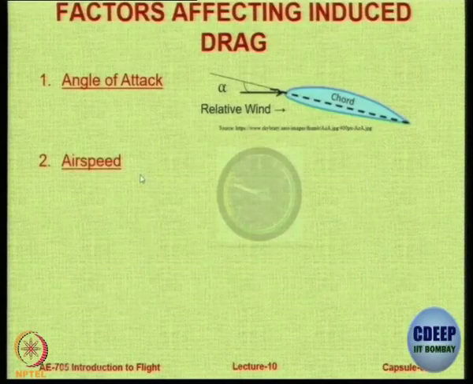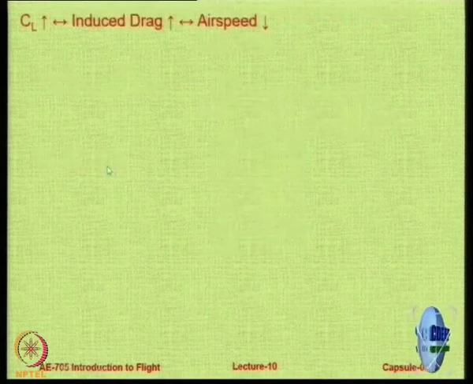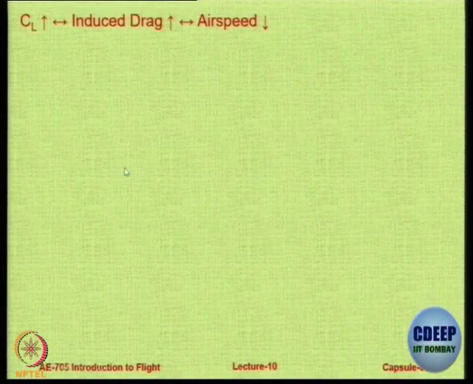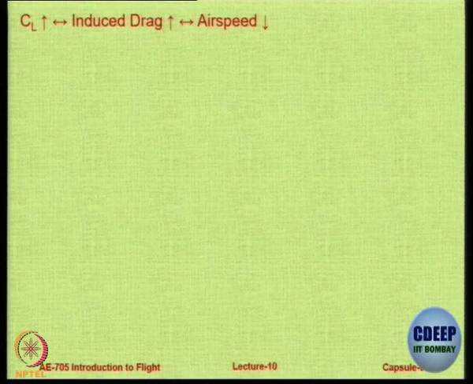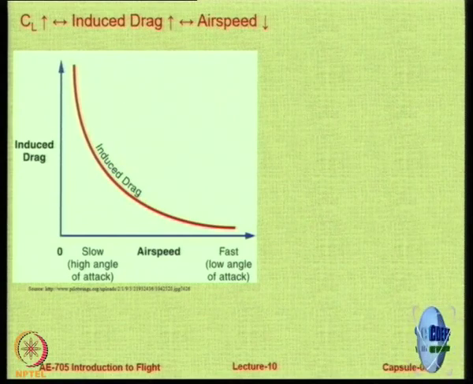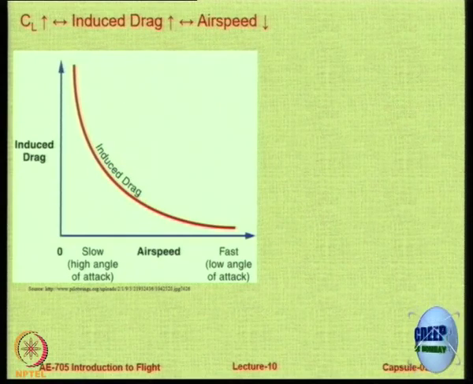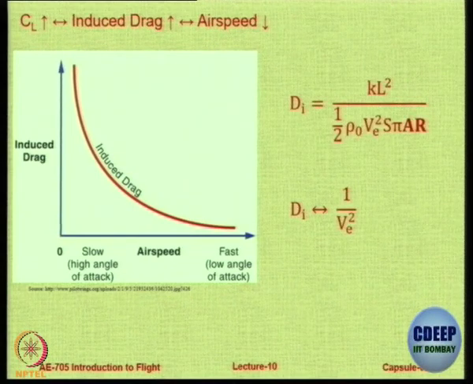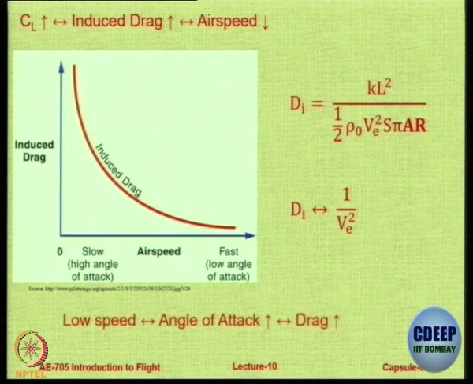The next parameter is airspeed. If you change the airspeed, the CL will change because you need to maintain lift equal to weight still. So as the airspeed increases, the CL will reduce, and if CL reduces, CL square by pi AE will come down. So that is one way of reducing the induced drag: fly faster. That is one solution.